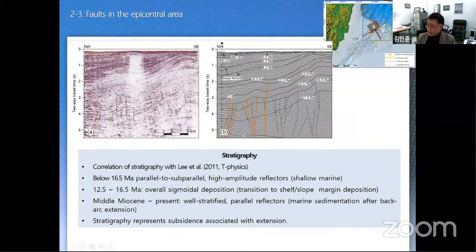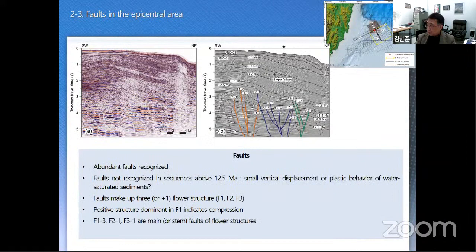The sequences from the bottom to top represent shallow marine deposition in the lower part, transition to shelf and slope margin, and marine sedimentation associated with crustal extension. And on seismic profiles, we could identify abundant faults that make up flower structures here. The magnitude 5 earthquake occurred in flower structure named F1.